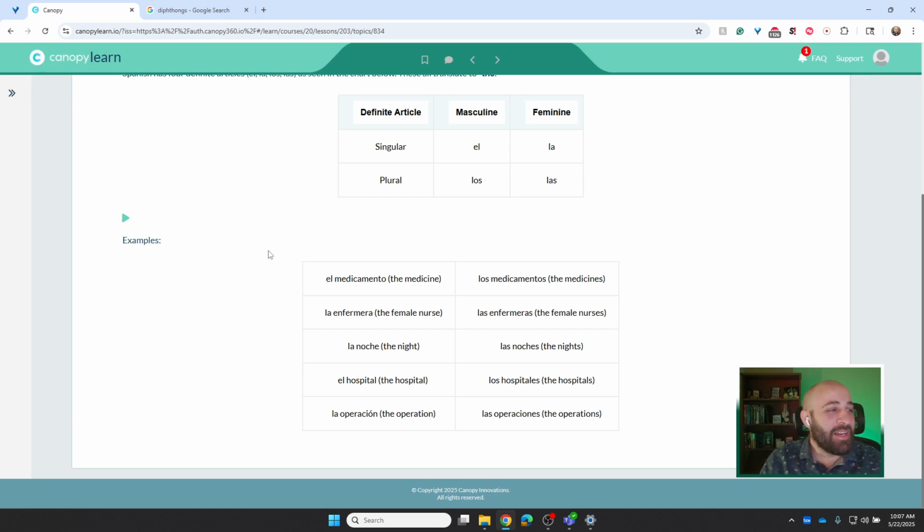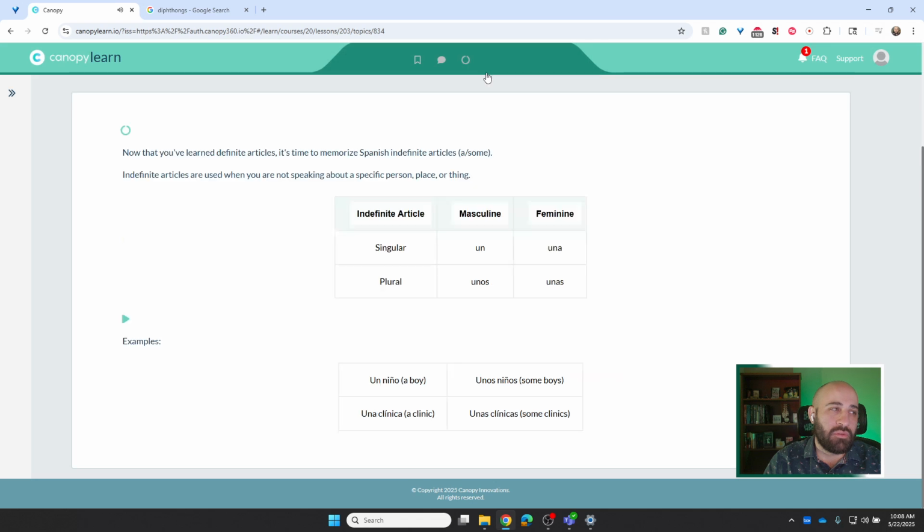All right, let's see. El medicamento, the medicine, los medicamentos, la enfermera, las enfermeras, la noche, las noches, el hospital, los hospitales, la operación, las operaciones. El medicamento. Los medicamentos. La enfermera. Las enfermeras. La noche. Las noches. El hospital. Los hospitales. La operación. Las operaciones.